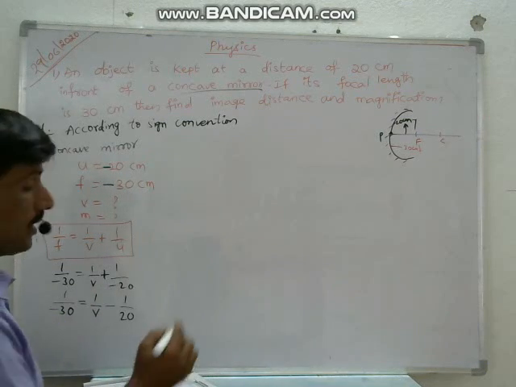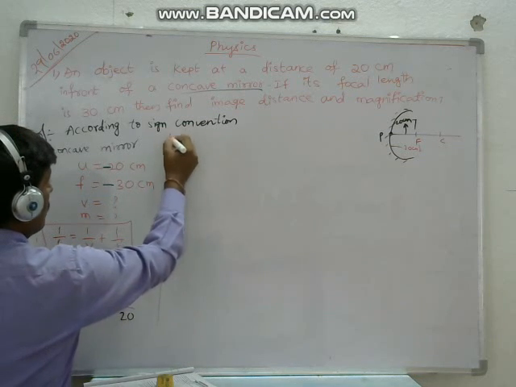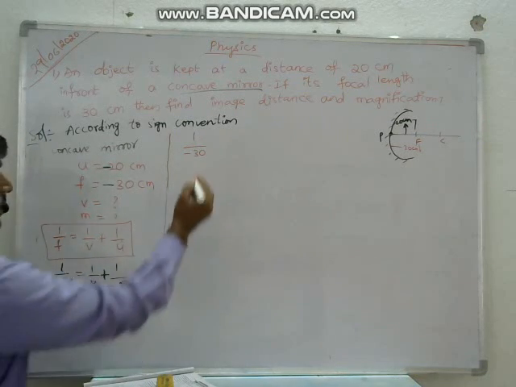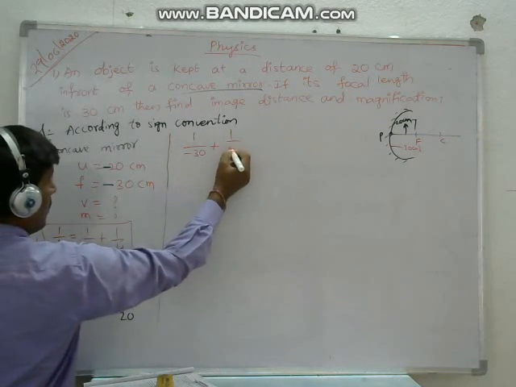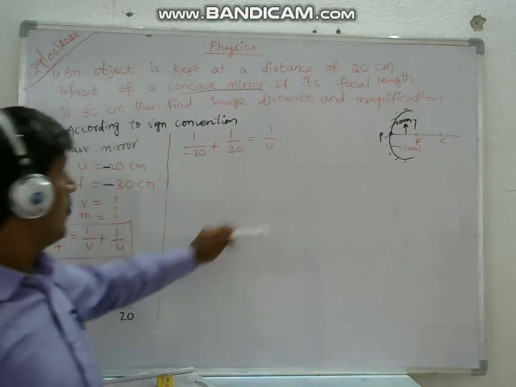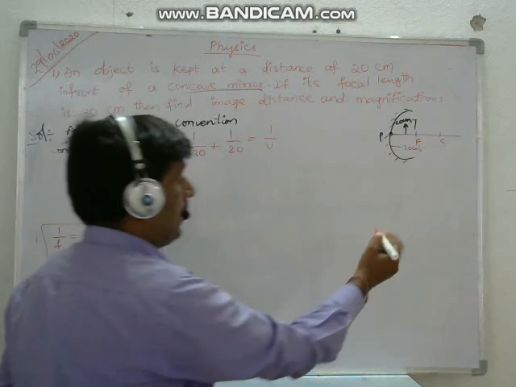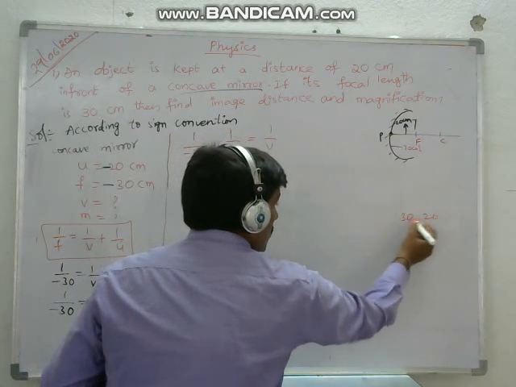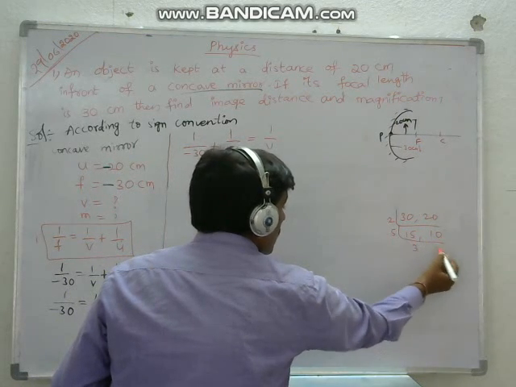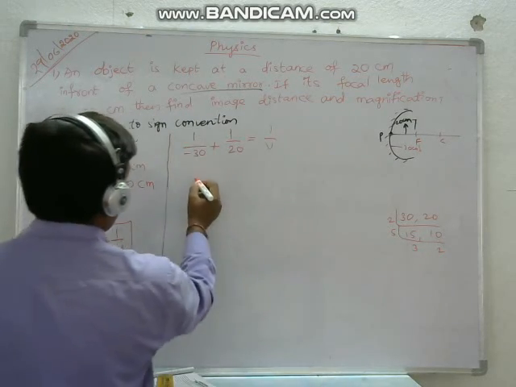Now transpose this term towards the left hand side. See here, 1 by minus 30. Now we are transposing this term to the left side, then it becomes positive: 1 by 20 is equal to 1 by v. See here it is minus 1 by 20. We are transposing it to the left hand side, then it becomes positive. Now take the LCM of 30 and 20. 2 15s are 30, 2 10s are 20, 5 3s are 15, 5 2s are 10. So 2 5s are 10, 30, 60. We got the LCM as 60.